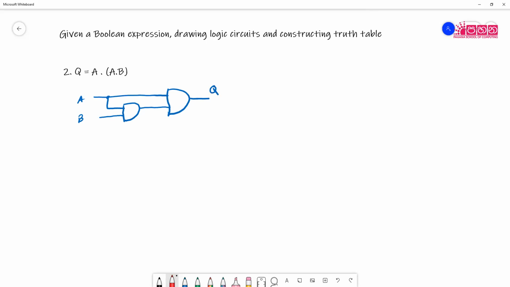If you look at here, we will have A here, so this is A, this is A, this is B. This is an AND gate, so it should be A dot B. From here we will have A, and here we will have A dot B. So Q should be A dot A dot B.